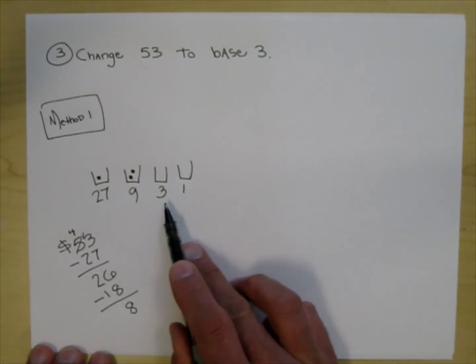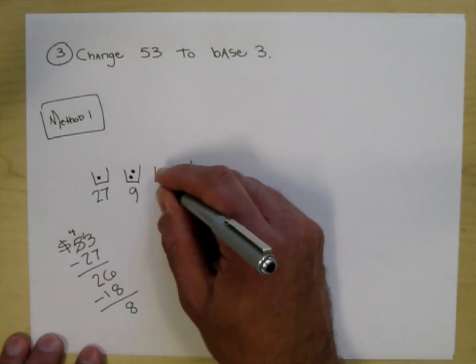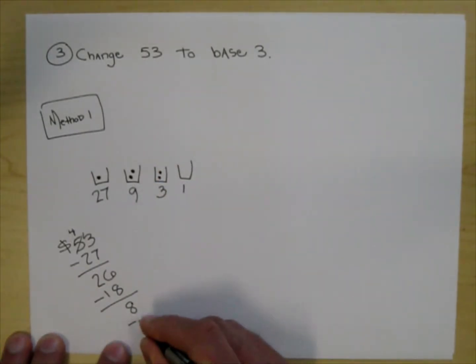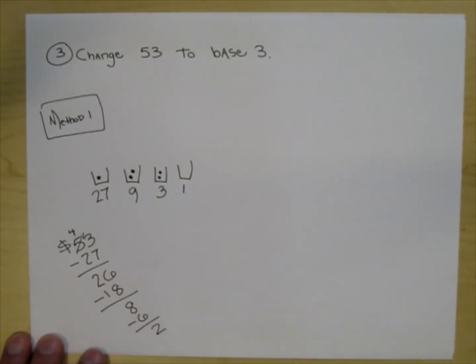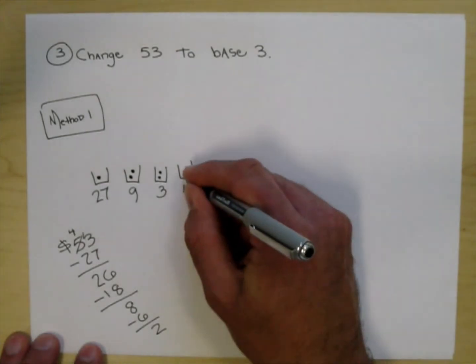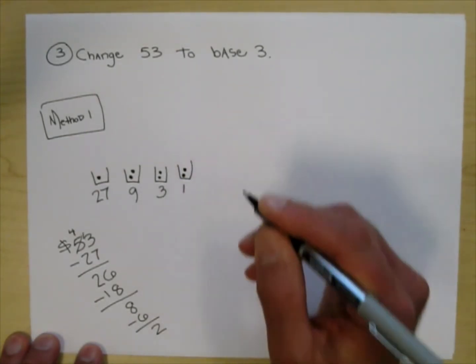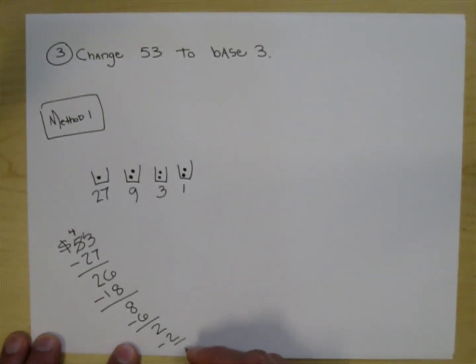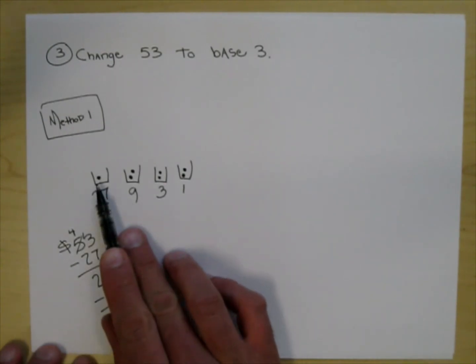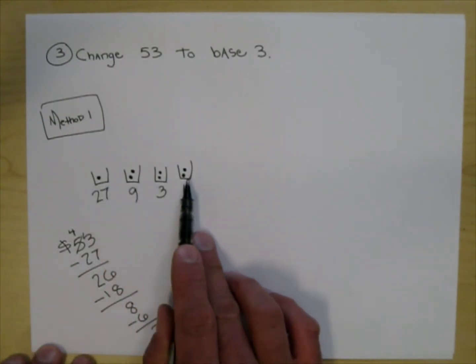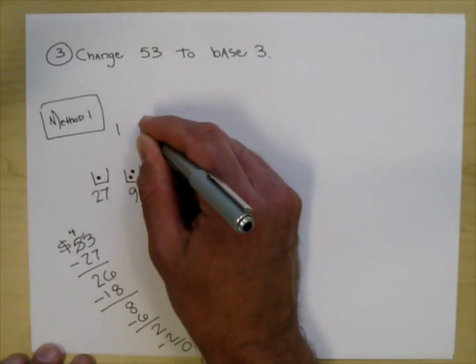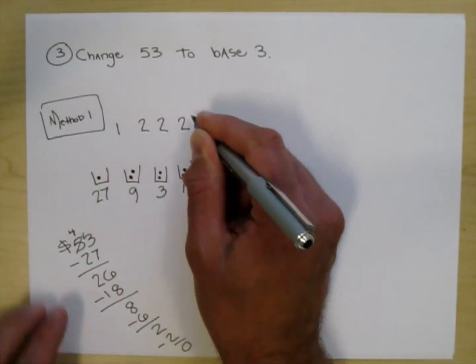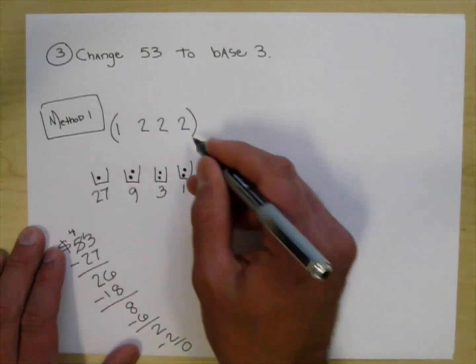Well, how many 3s can I buy? If I bought 1 3, I'd have $5 and then another 3. So it looks like I could buy 2 3s. So I've just spent $6. And now I have $2 left, and so I'm going to go ahead and just invest in these dollar store items. And we subtract that. I have no money left. So my answer then is going to be 1, 2, 2, 2. And this is base 3.